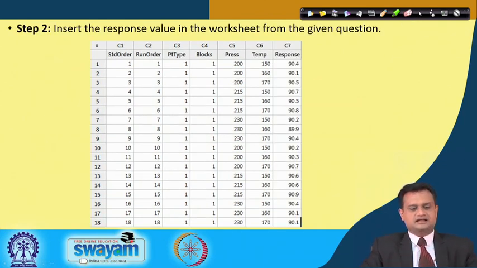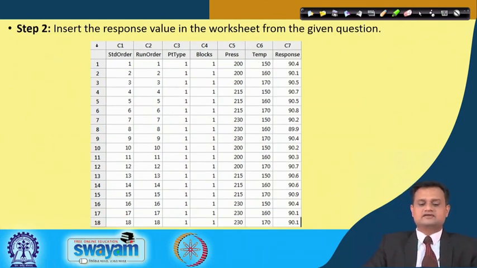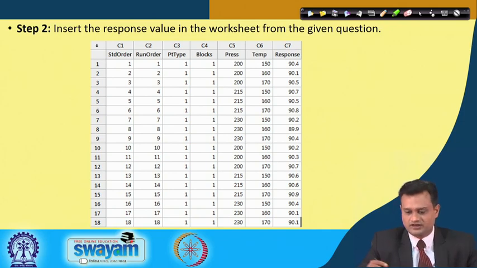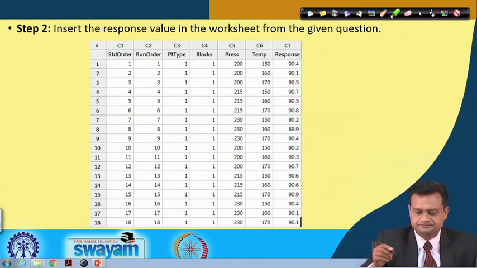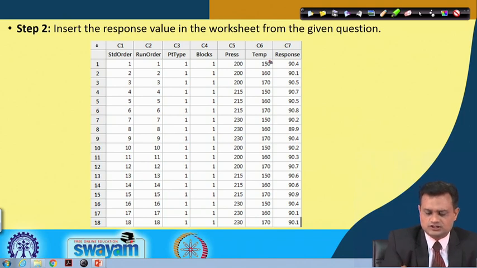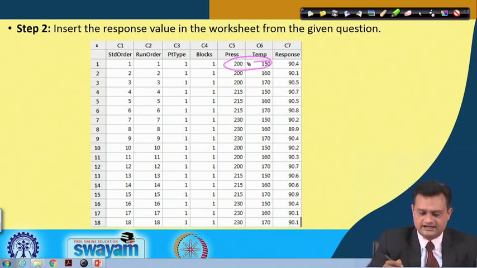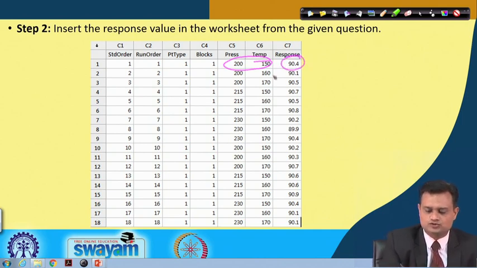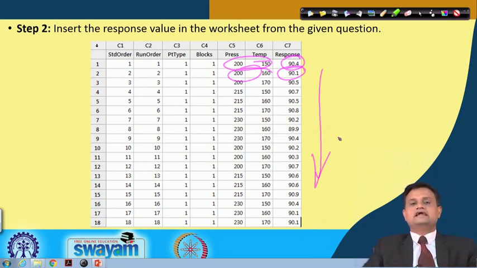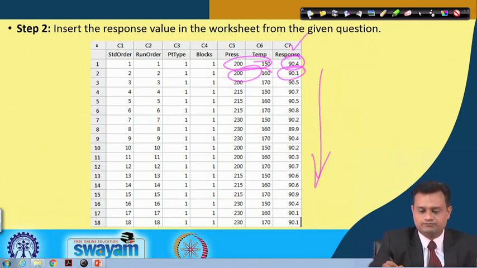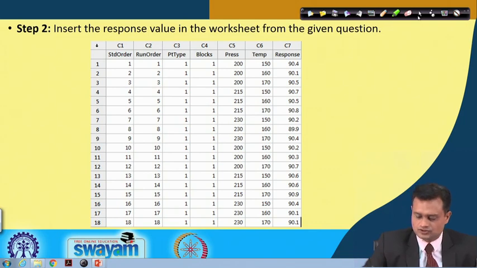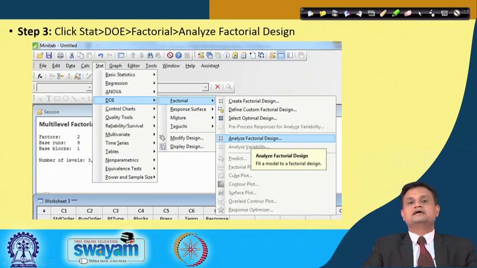Now once this is done, you insert the response values in the worksheet from the given question. You have a randomized design so that no bias can come in. For 200 and 150, what is the response value? For 200 and 160, what is the response value? You include this in C7 and put in the response values. You have to insert this carefully.